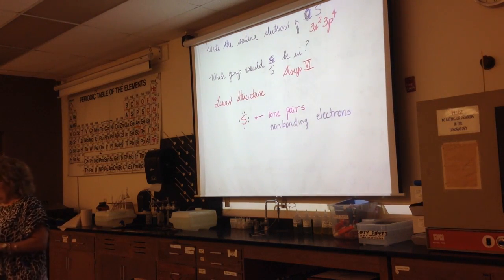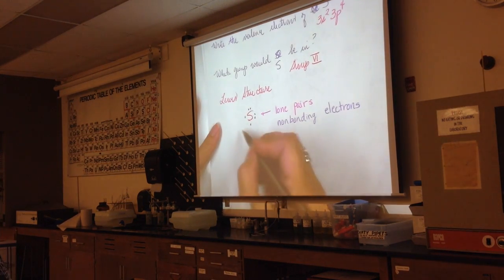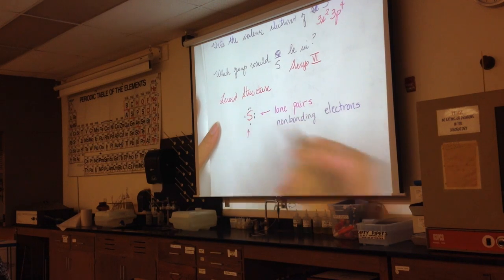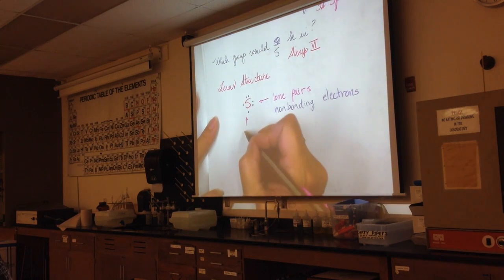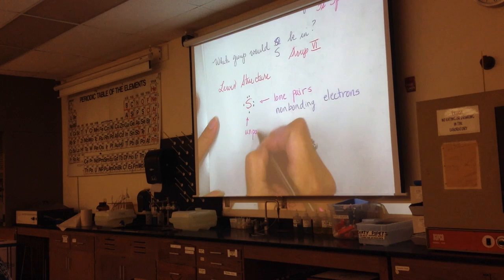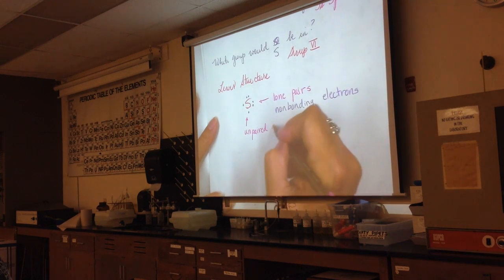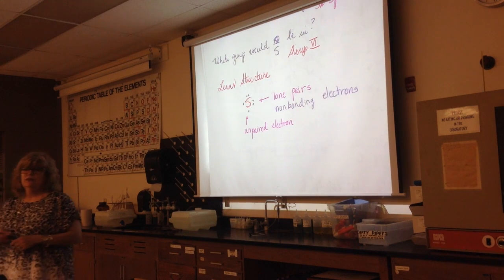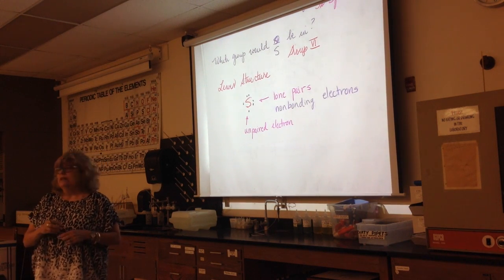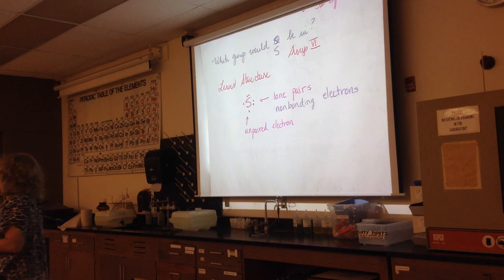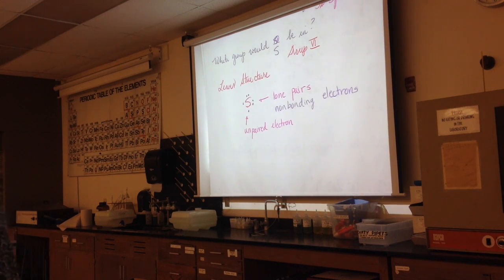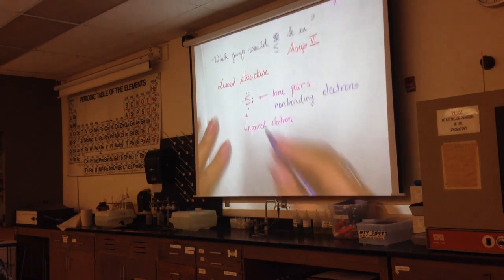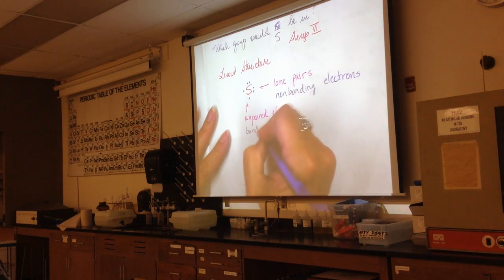This guy that is all alone is going to be your unpaired electron, right? This is the electron that is also used for bonding, right? So this will be your bonding electron. So we call this guy the bonding electron.